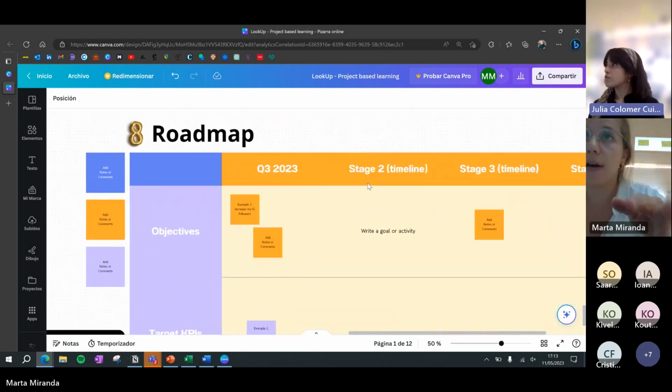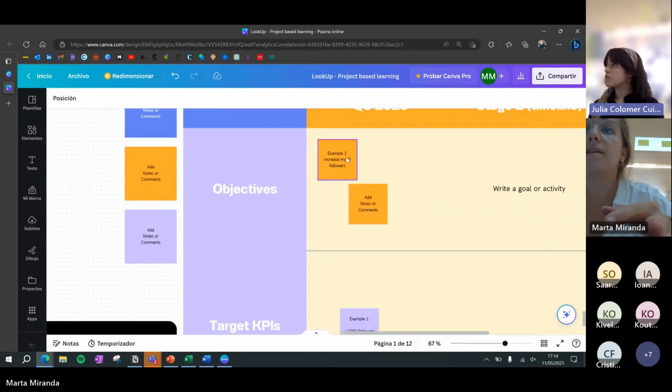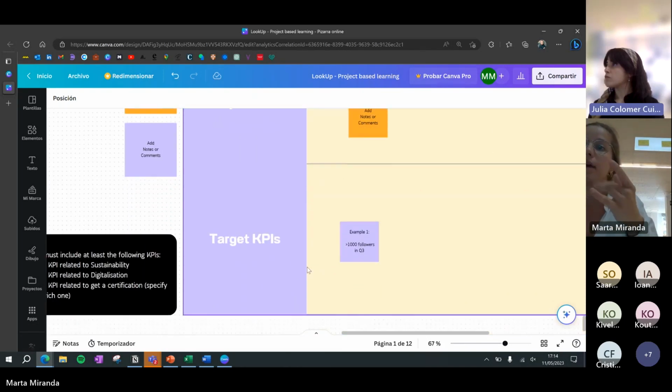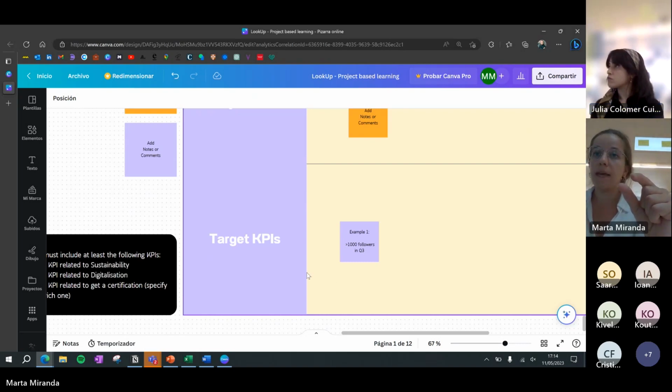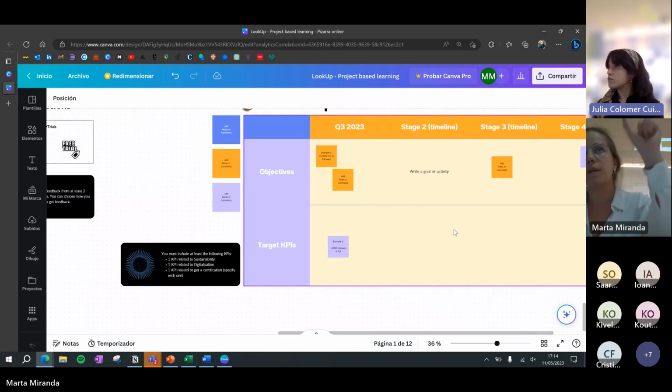For example, here we have an example: we want to increase my Instagram followers. That's an objective, no? Or to be a reference on Instagram. The target KPI is to have more than 1,000 followers in Q3. So one objective and a KPI that is going to help us to measure it. It's very easy. Just 3 points: time, objective, KPI.